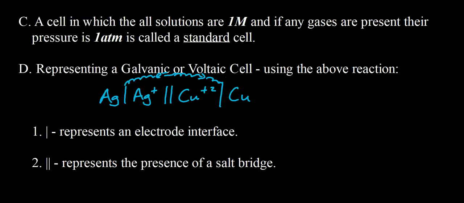All right, that concludes this lesson. Next time we'll be talking about standard electrode potentials. We'll be calculating the voltage associated with some electrochemical cell, the voltage produced by a spontaneous redox reaction in a galvanic cell, or the voltage required to make a non-spontaneous redox reaction occur in an electrolytic cell.